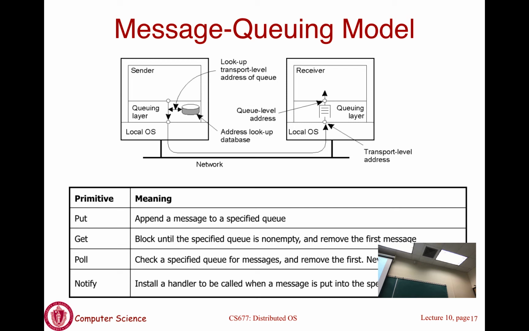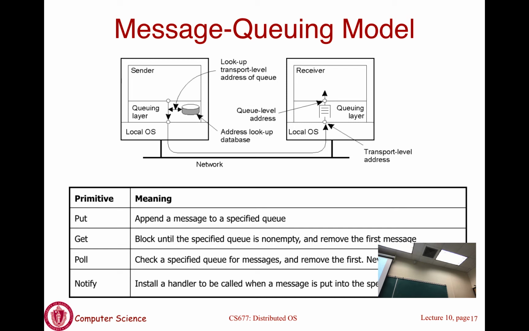What was the second part in the column? What does poll mean exactly? So check for a message, check for a queue for messages, remove the first, meaning remove the message at the head of the queue. If there is one, poll can return with a message. It doesn't have to just tell you whether there's a message. If the queue is empty, it will say there's nothing.